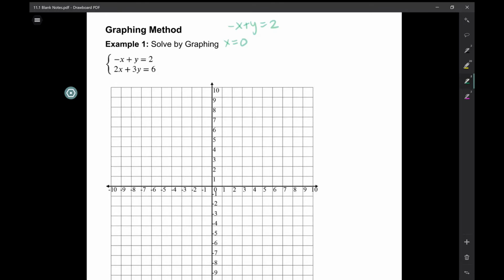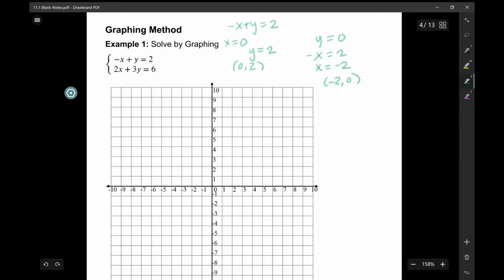So if I plug x equal to 0 in that equation, I just get y equals 2 because minus 0 is 0. So that gives me the point 0, 2 as one point on the first line. The next thing I do is I set y equal to 0. That tells me that minus x plus 0 equals 2. So minus x equals 2, or x equals negative 2. So that's the point negative 2, 0.